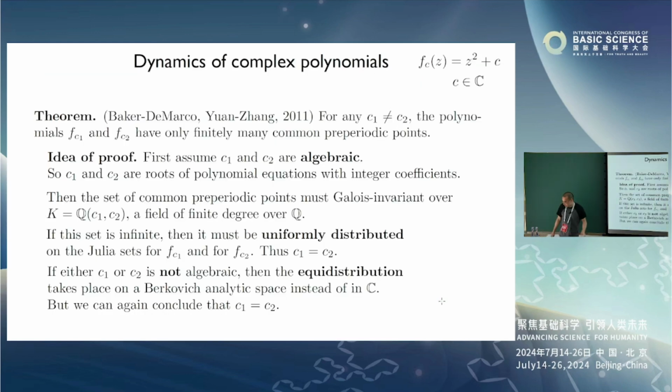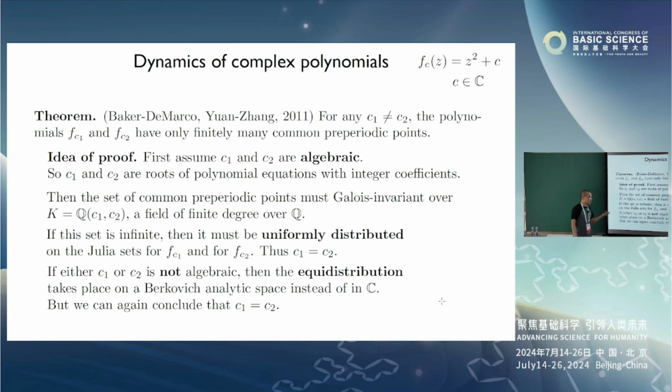Okay, so the idea for Baker and DeMarco to prove this one, because this slide is made from Laura DeMarco, so she wants to talk about her result. The idea of the proof is to first assume C1 and C2 are algebraic, right? So C1 and C2 are roots of polynomial equations with integer coefficients. And then the set of the common preperiodic points must be Galois invariant over a field of finite degree over Q, and if this set is infinite, then it must uniformly distribute on the Julia set for C1 and C2.